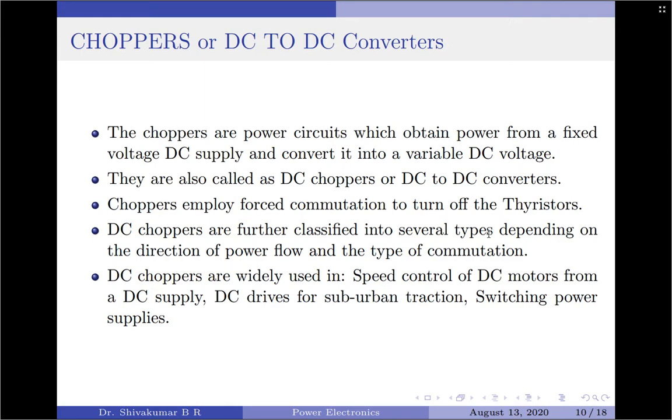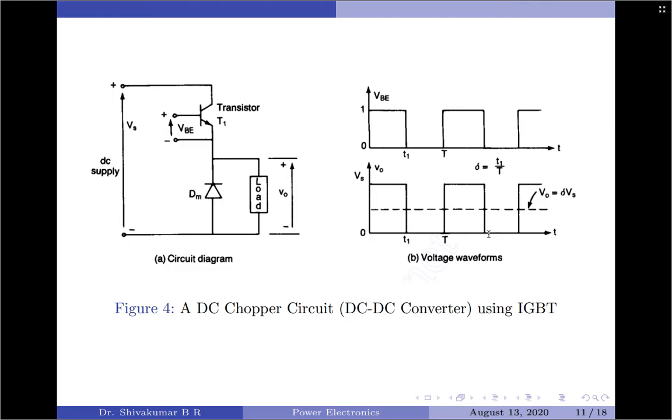Choppers are further classified into several types depending upon the direction of power flow and the type of commutation required. Based on the type of commutation, they are called naturally commutated choppers and forced commutated choppers. They are widely used in speed control of motors from a DC supply, DC drives for suburban traction, and switching power supplies. Let us see a simple example of a DC to DC converter.